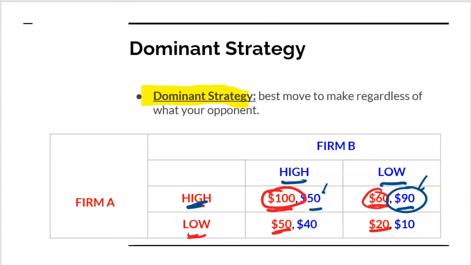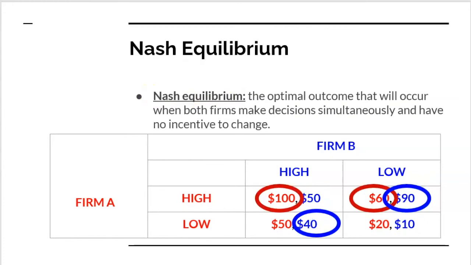Well, what happens if firm A goes low? Well, firm B can go high and make 40, or they can go low and make $10. So what is firm B going to do if firm A goes low? Well, if firm A goes low, firm B is going to go high and make the $40 there because they would rather go high and make 40 than go low and make 10. So in other words, it looks like this.